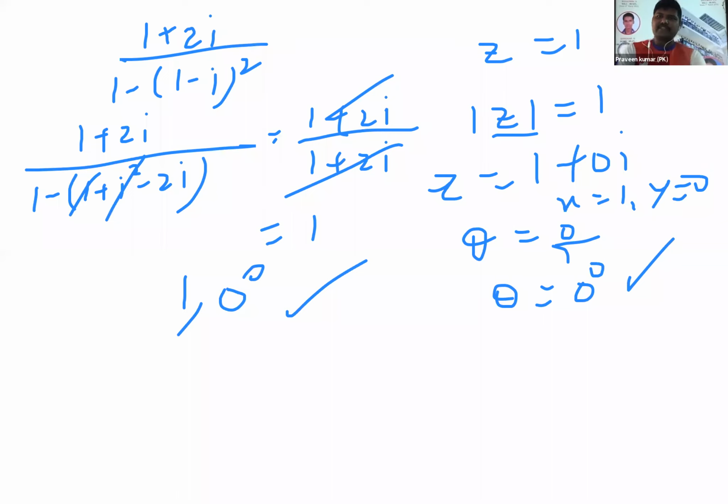Denominator: (1 minus i) whole square, I just expanded. 1 plus i square minus 2i. i square is minus 1, so 1 cancels. Minus of minus, plus 2i. 1 plus 2i by 1 plus 2i, that is 1. z is 1, magnitude of z is also 1. Angle: x is 1, y is 0. 0 by 1, 0 degrees.